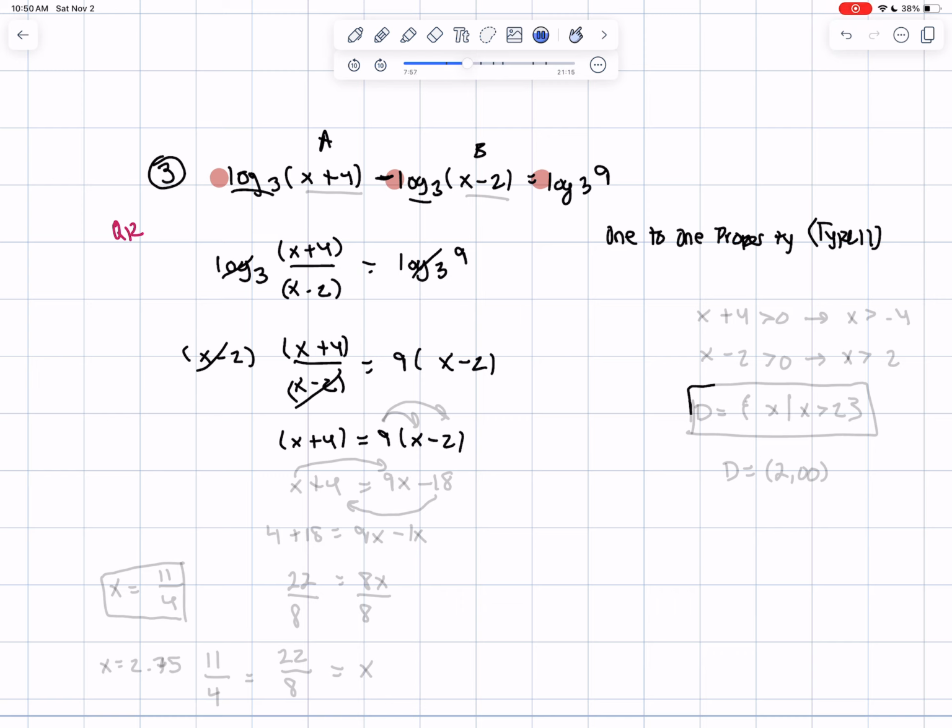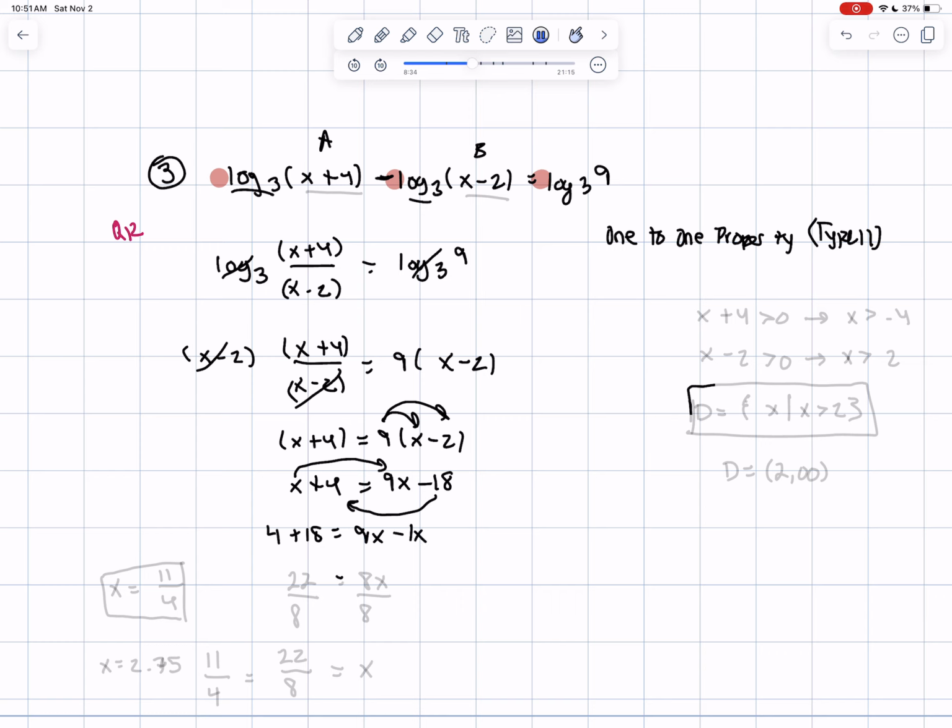So how do I simplify the right-hand side? The left-hand side is simplified. What I do is I distribute. So we get 9x minus 18 equals x plus 4. But now I want to combine like terms. So let's move the x to the right-hand side and let's move the 18 to the left. So that will be 4 plus 18 equals 9x minus x.